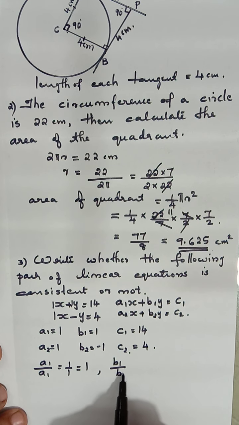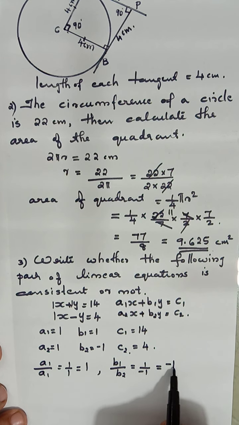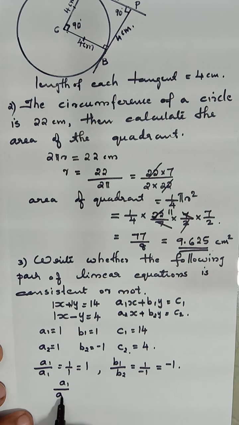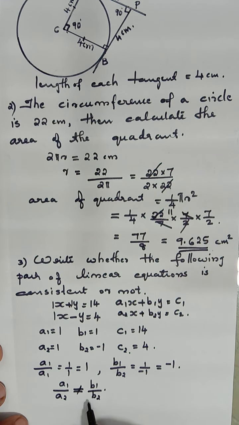Check b1 by b2. 1 by negative 1, that's equal to negative 1. So from this we understand 1 is not equal to negative 1. That means a1 by a2 is not equal to b1 by b2. It is a condition for unique solution.